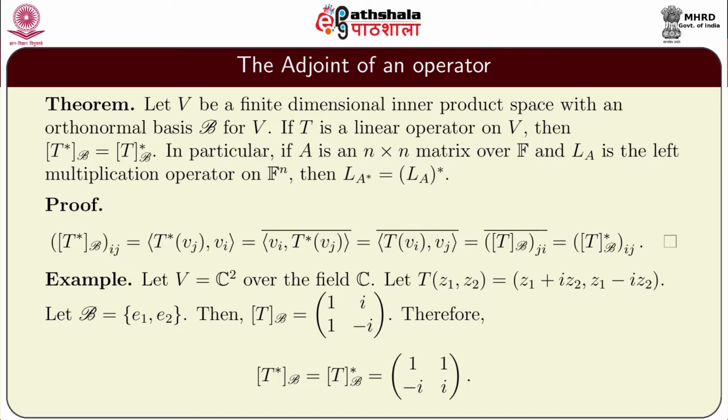Therefore, the matrix representation of T star with respect to B is going to be the adjoint of this matrix, which is the conjugate transpose, and therefore, the matrix is 1, 1 in the first row and minus i, i in the second row. We have defined the adjoint of an operator, and we have also seen that the matrix representation of the adjoint is nothing but the adjoint of the matrix.